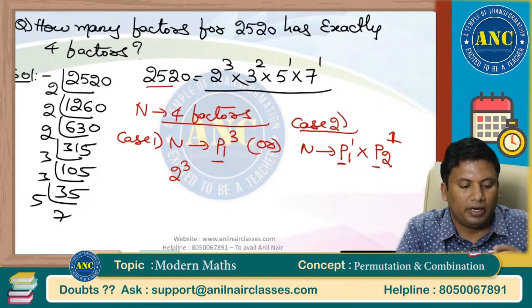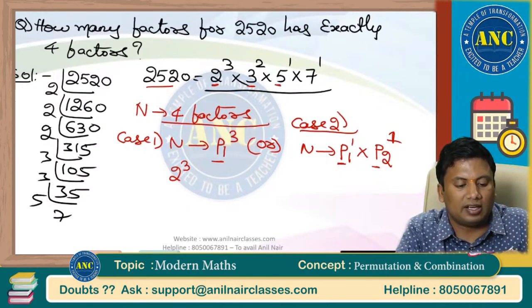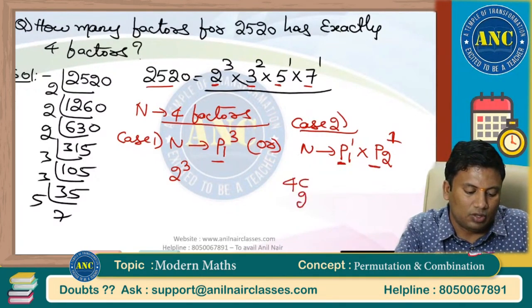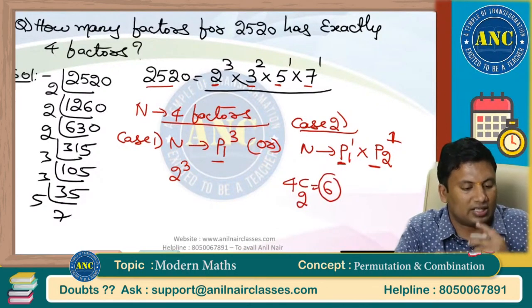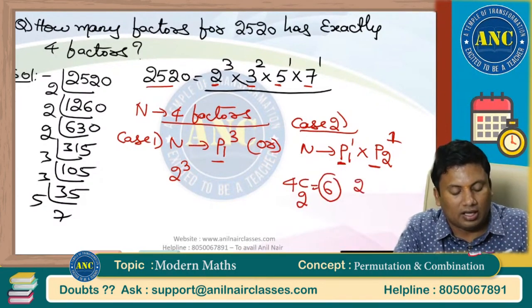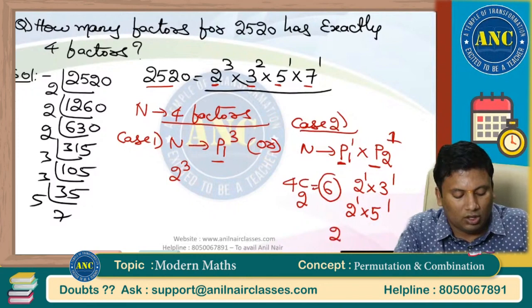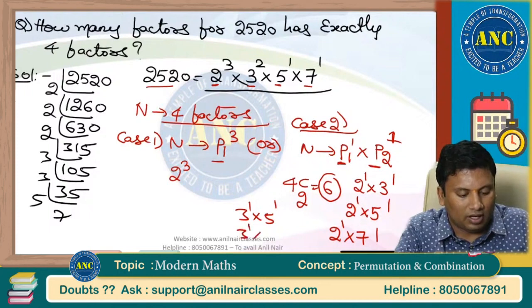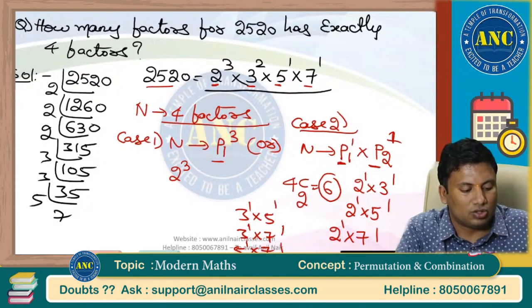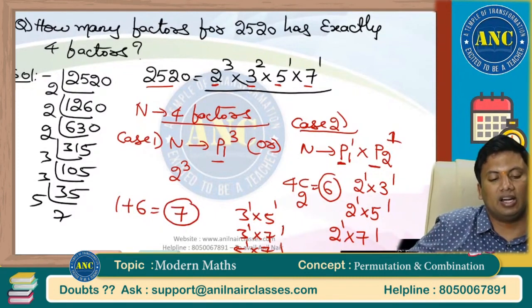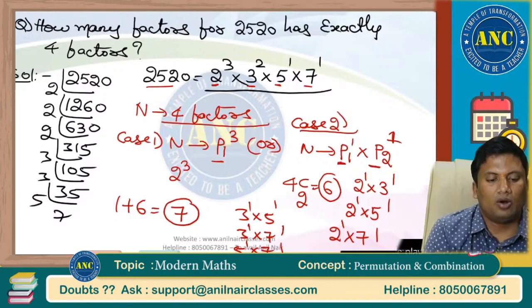P1 power 1 into P2 power 1. How many prime bases are there? 4 prime bases are there. In those 4 prime bases, I need to select any 2. 4C2. So I will get total 6 cases. Don't waste your time in writing all these. 2 power 1 into 3 power 1, 2 power 1 into 5 power 1, 2 power 1 into 7 power 1, 3 power 1 into 5 power 1, 3 power 1 into 7 power 1, 5 power 1 into 7 power 1. Like this, don't write it. So total 1 plus 6. Totally, how many factors of this number have exactly 4 factors? 7 cases are there.